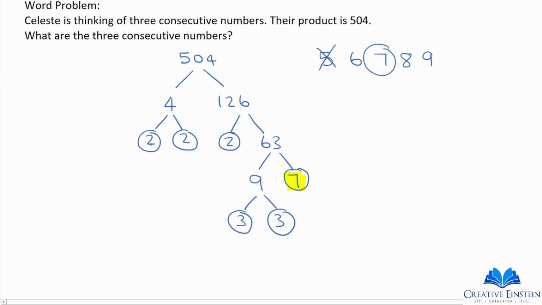To make 8, I can do 2 times 2 times 2. That gives me 8. And I've also got 3 and 3 to make 9 for me. So I know that my numbers must be 7, 8 and 9. So Celeste is thinking of 7, 8 and 9.